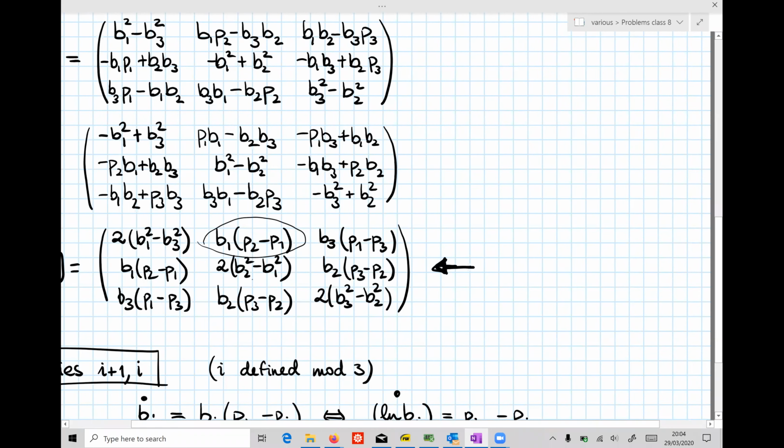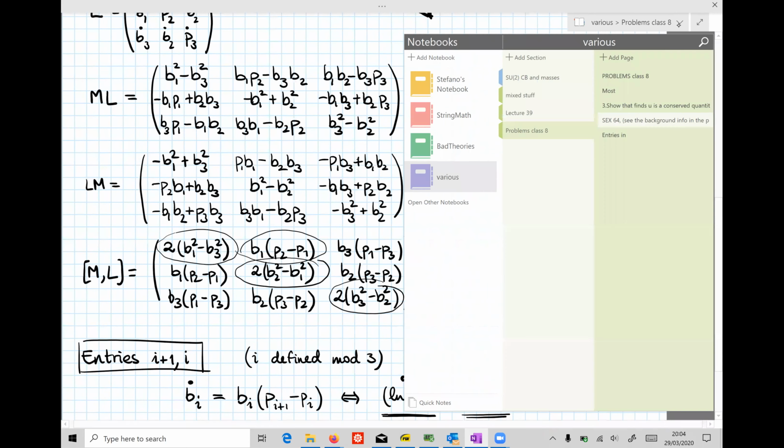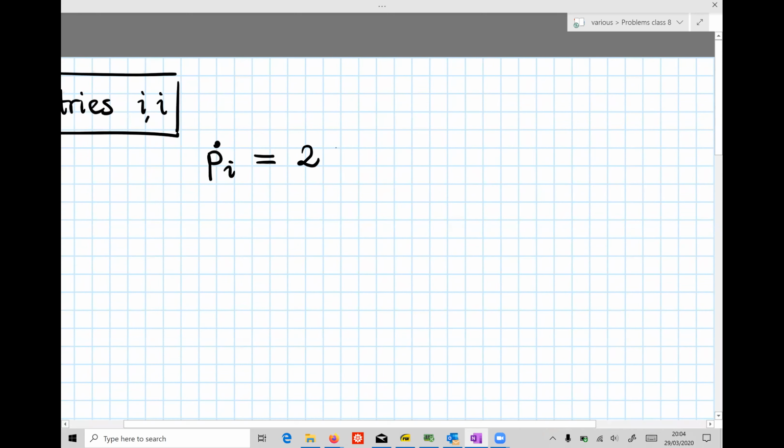For instance, let's look at entry 22. We have 2 times (b2 squared minus b1 squared). Entry 33, we have 2 times (b3 squared minus b2 squared). And entry 11, which is the same as 4, we get 2 times (b4 squared, which is b1 squared, minus b3 squared). So what we find is that the right-hand side is just 2 times (b_i squared minus b_{i-1} squared).